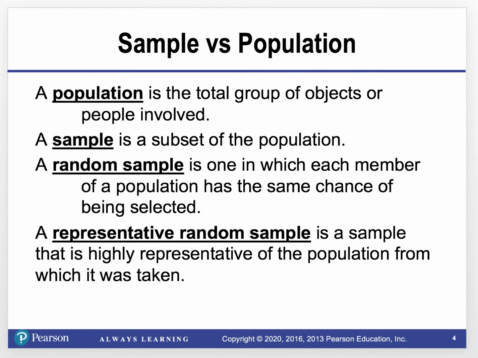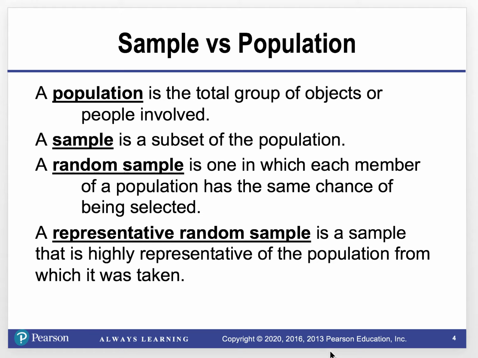Sample versus population. A population is the total group of objects or people involved. A sample is a subset of the population. For example, what if we want to know about the food in the college cafeteria? So the population would be the entire WC students, staff, that could eat in the cafeteria. The sample would be only those particular people that we actually stopped and asked their opinion of the food in the cafeteria.